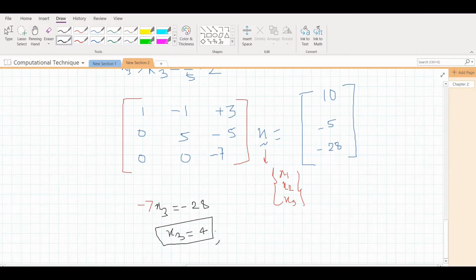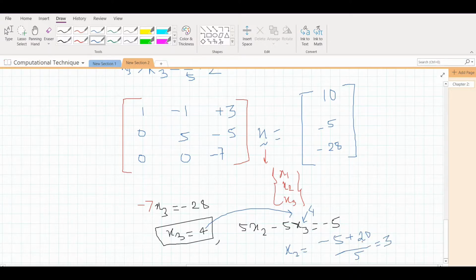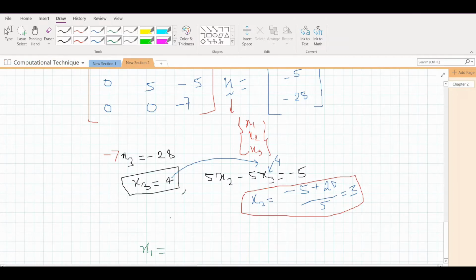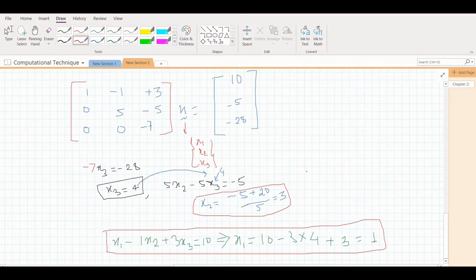That's your first value. And the other one will be 5x2 minus 5x3 equals minus 5. Now you can put here this value, that's your 4, and then you'll get your x2, that will be equal to 3. And again x1 will be equal to 1. Therefore your x vector will be equal to 1, 3 and 4. So that's your solution.